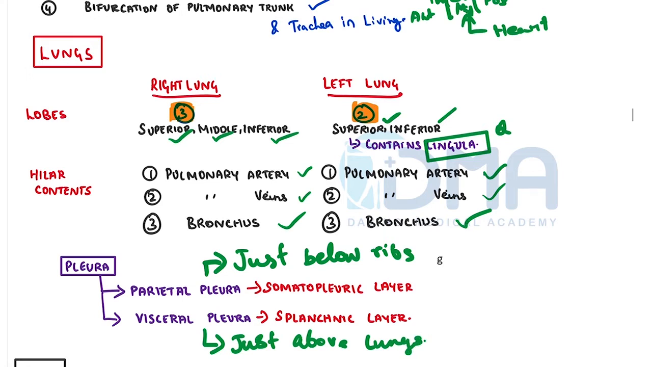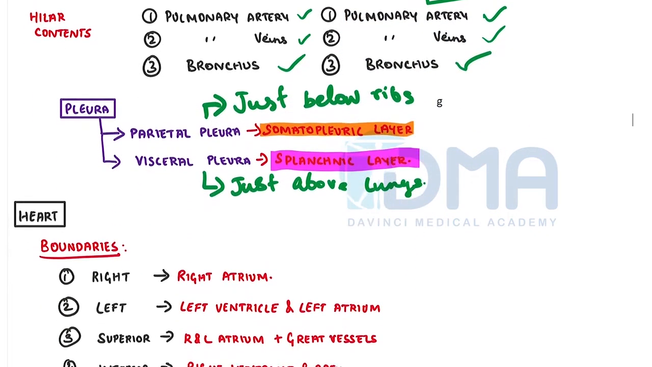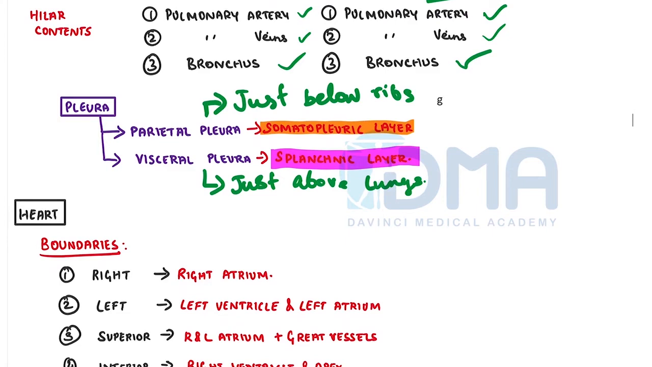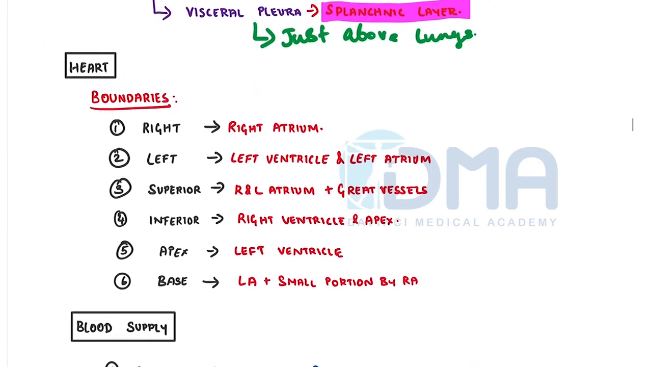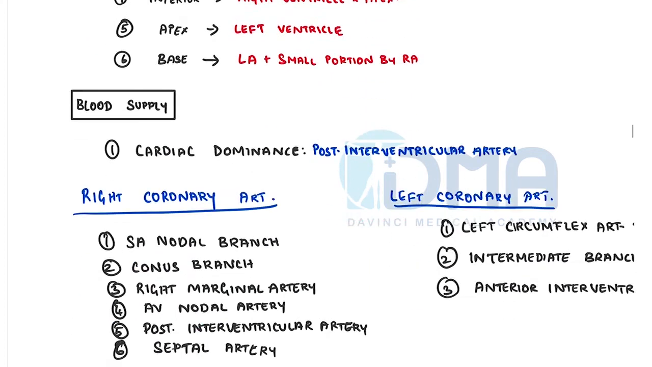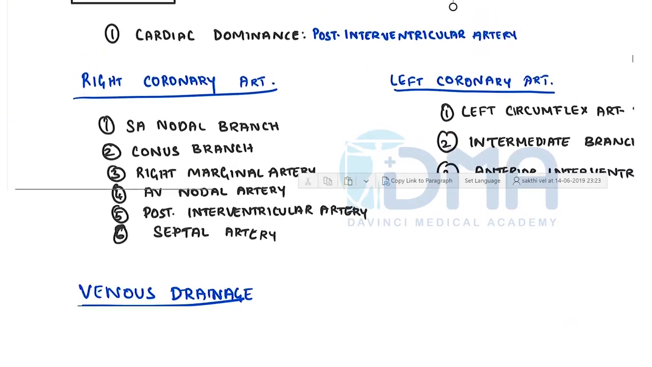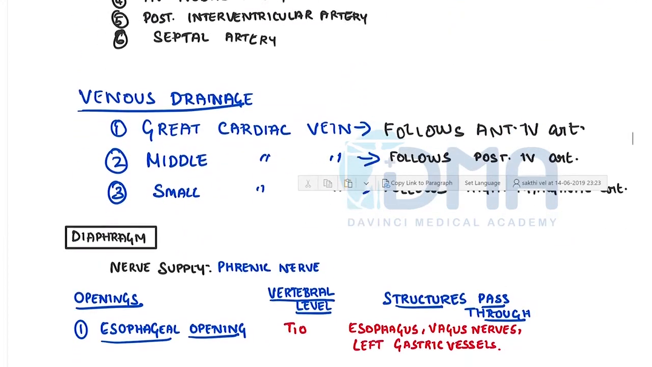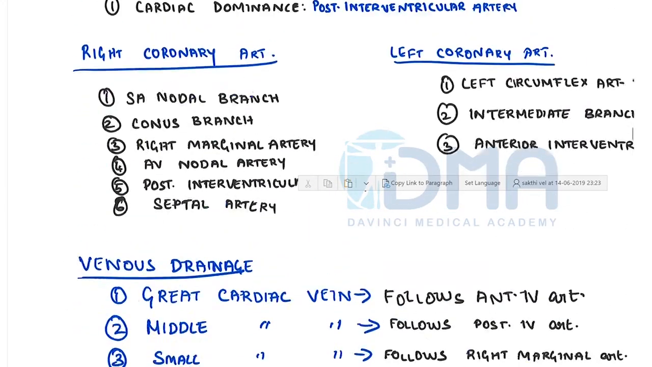The derivatives of your parietal and visceral pleura are quite important. Parietal pleura is derived from the somatopleuric layer, while the visceral pleura is derived from the splanchnic layer. You should never forget this, people. Very important MCQ. So parietal pleura, somatopleuric layer, and visceral pleura, splanchnic layer. So this is all about your lungs, and in the heart you need to know a few things. The boundaries of your heart, the blood supply of your heart, and the venous drainage are important.